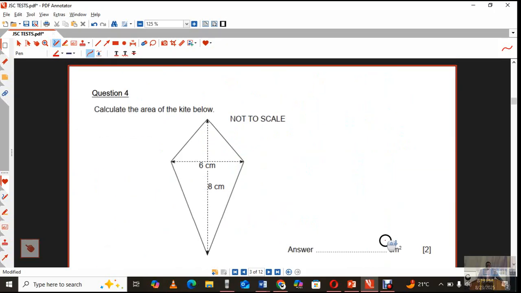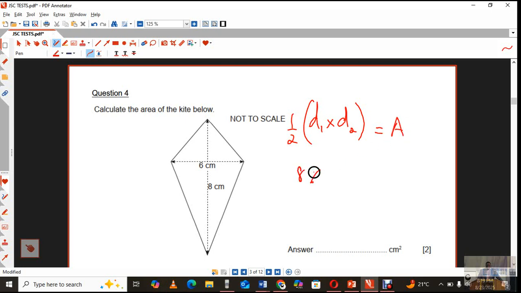Okay, let's go to the fourth question. You have got a kite, and we are asked to calculate the area of a kite. So for the area of a kite, you multiply the product of the diagonals: diagonal 1 times diagonal 2, and you divide this by 2, or multiply by half. This should give us the area.